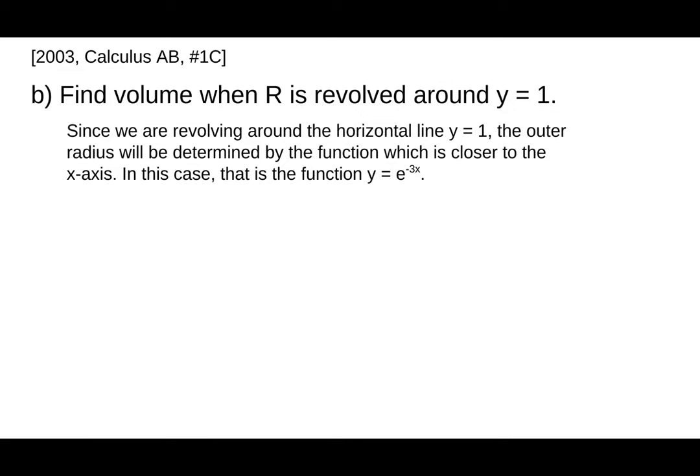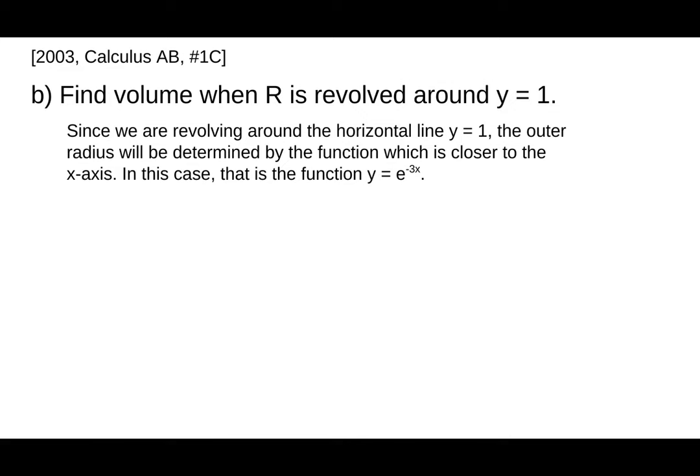All right, now normally you might have to justify this. This is just sort of an editorial statement. They provide the graph of the region R. If you know which one is which, it's clear. y equals e to the negative 3x is the one closer to the x-axis, so that will be my outer radius, 1 minus that function, and my inner radius will be 1 minus the square root of x.